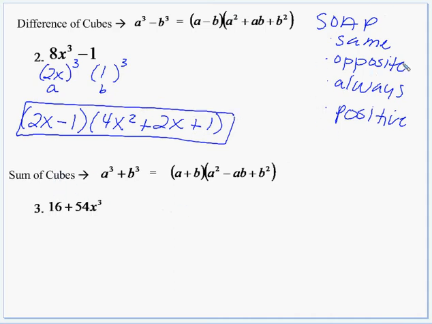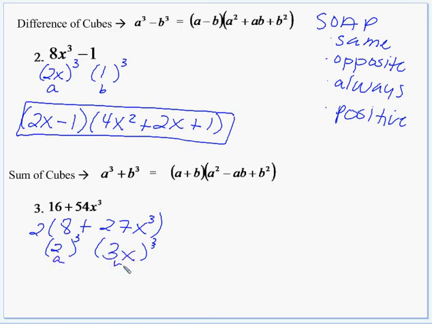Now sum of cubes, same thing. SOAP is used the same for this one. So we have same, opposite, always positive. So number 3, we have a GCF, which is going to be 2. So we got an 8 plus 27x cubed. Now, what do we cube to get to 8? We cube 2. And then what about 27x cubed, which would be a 3x? So this is my A and then my B.